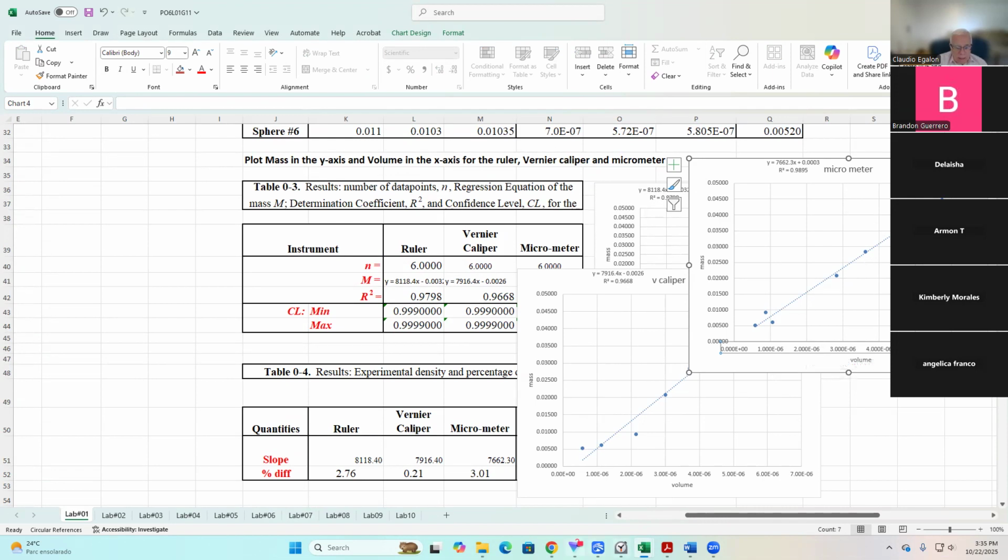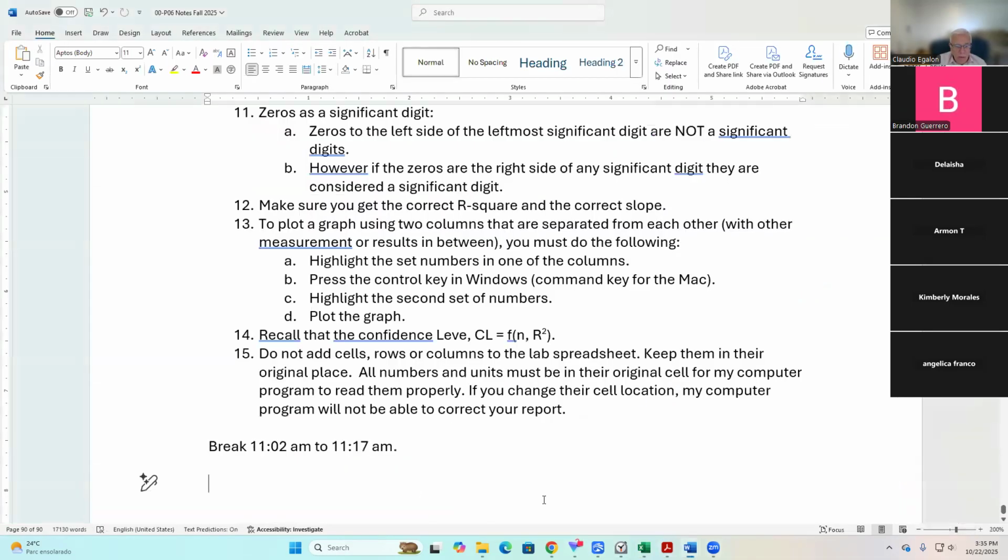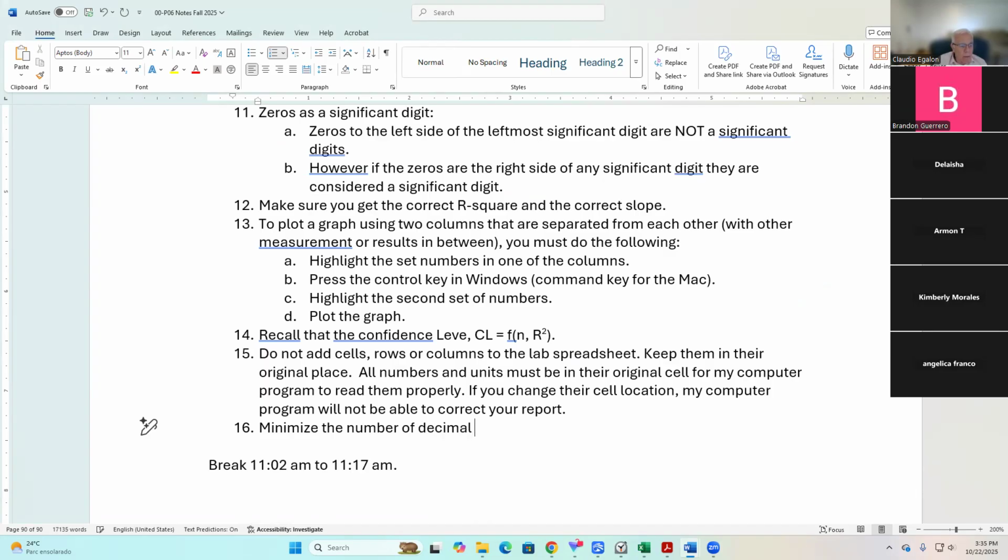Okay, here you go, minimize. That's another thing that I suggest here. Minimize the number of decimal places along the axis, along the X and Y axis, so they're not encroached on each other.